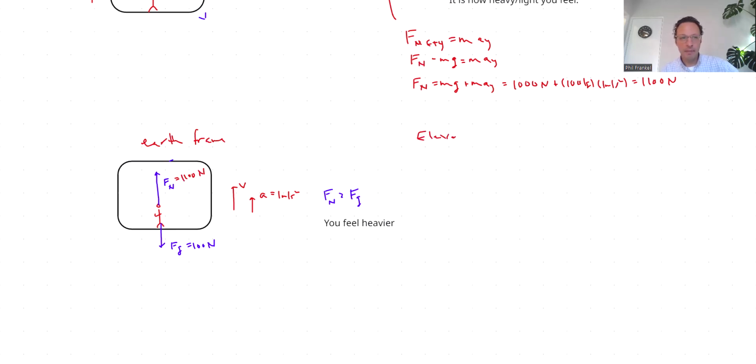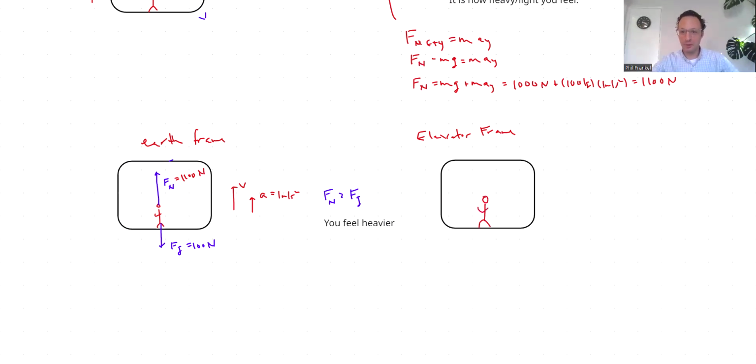Okay. In the elevator frame, let's see if I could duplicate this again. Very well. In the elevator frame, it's not apparent to the person at all that they're accelerating. In the reference frame of the person's body, they're never actually accelerating or even moving. It's always the environment that is doing all the motion relative to you, the observer.